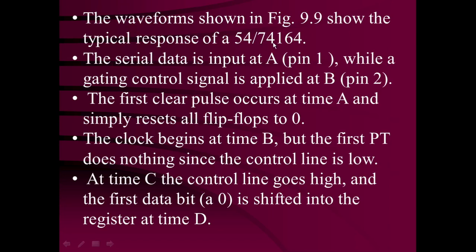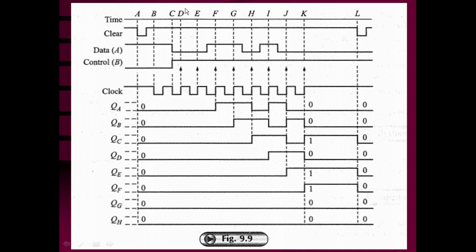5474164. One waveform diagram is given here, and how the data is going to be entered at different instants of timeline is shown here. Timeline A, B, C, D, E, F, G, H, I, J, K and L is given. At different timelines, something is going to happen.